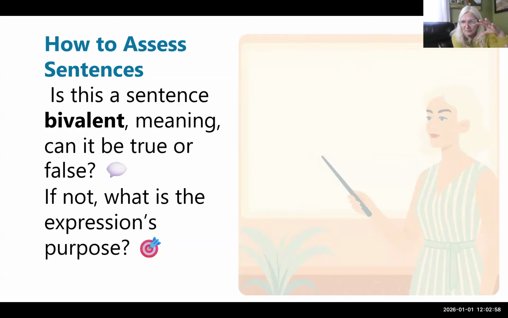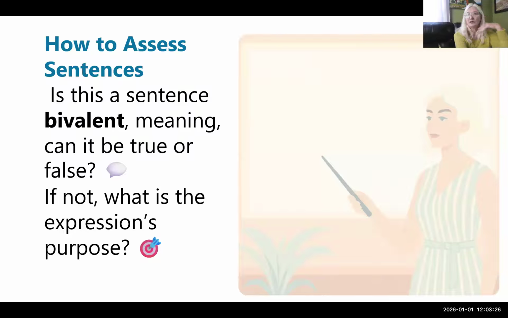The idea here is that we want to find bivalent sentences because those are the constituents of arguments, because they make claims. The other type of sentences don't make claims, okay? If the sentence is not bivalent, meaning it can't be either true or false, then what is the purpose of the expression? We're going to always start with the simplest things.